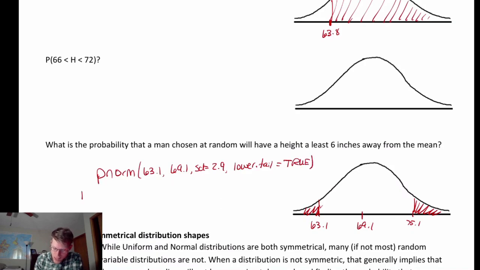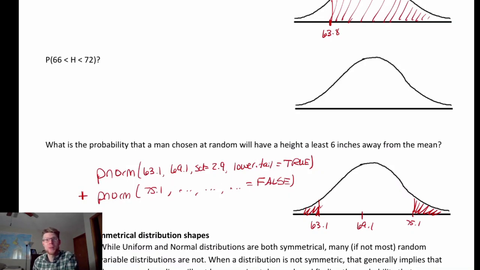And I'm going to add that to pnorm of 75.1, same stuff. But then the lower tail is going to be FALSE for the second piece, because I want the upper tail for that second piece. If I add those two values together, I should get that tail probability.